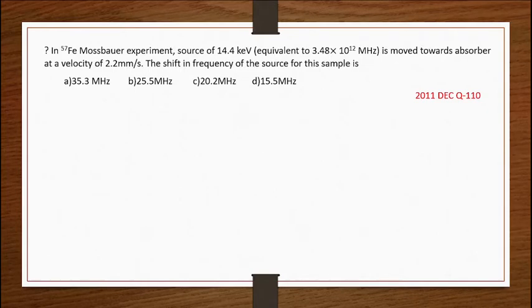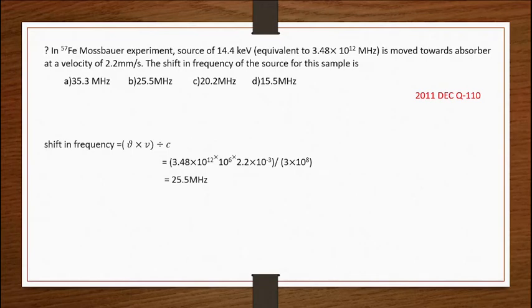So you have to know the equation for the shifting frequency. We can calculate the shifting frequency by the equation: shifting frequency is equal to nu into V by C. So nu is given as 3.48 into 10 raised to 12 megahertz, and what they have given is the velocity, 2.2 millimeter per second.